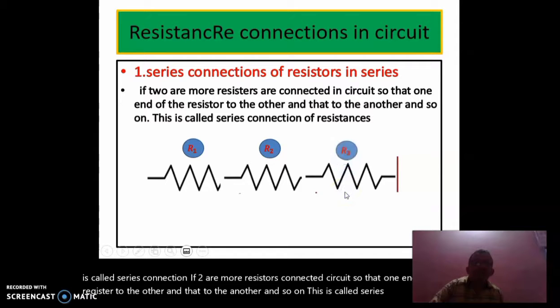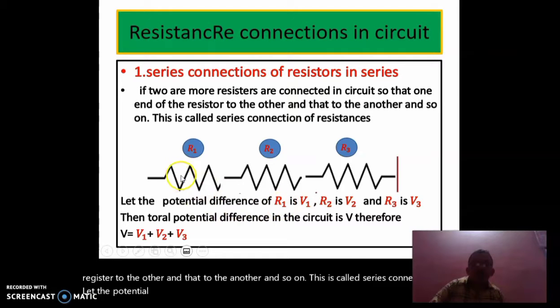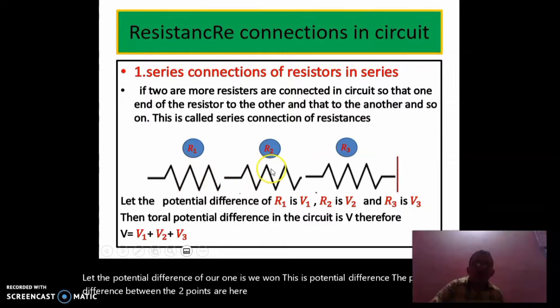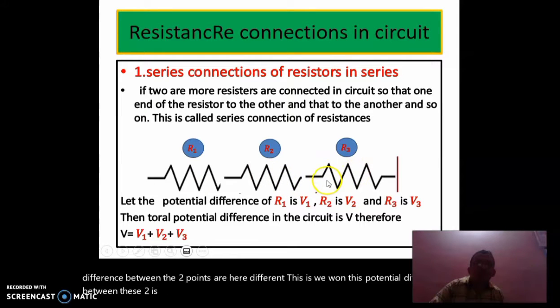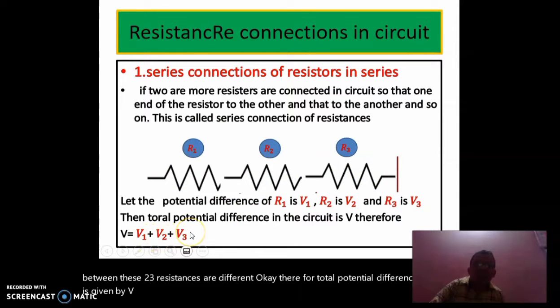Now let the potential difference across R1 be V1. The potential difference between these two points is V1, between these two is V2, and between these two is V3. The potential differences across these three resistances are different. Therefore, the total potential difference in the circuit is given by V1 plus V2 plus V3.